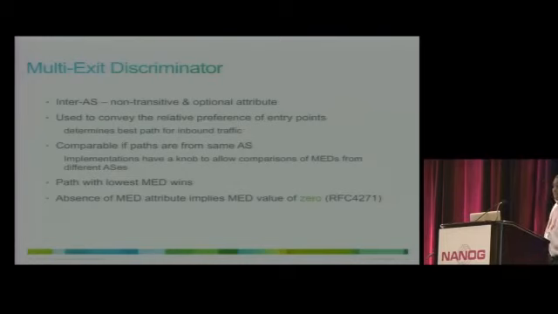Okay. Another important aspect of multi-exit discriminator is that, by default, only MED values received from the same AS are compared. If I receive routes from two different ASes, then the MEDs are not compared by default. Obviously, you can override that using a policy and say, always compare MED. If you do that, then it will compare the MED values from different ASes.